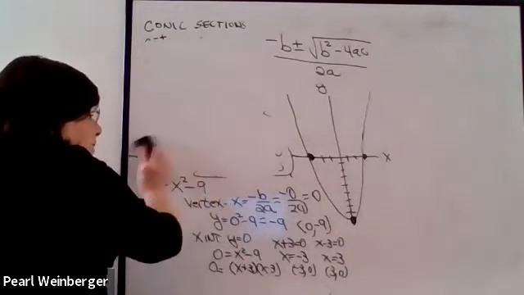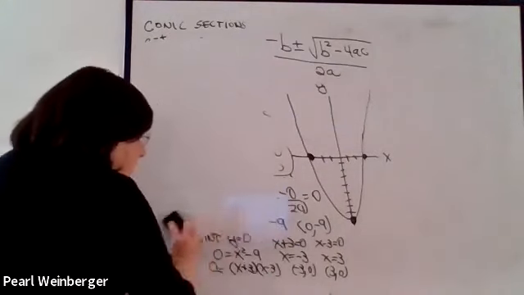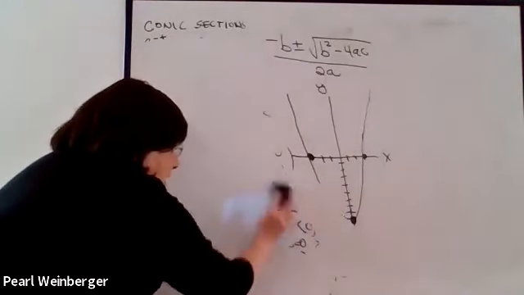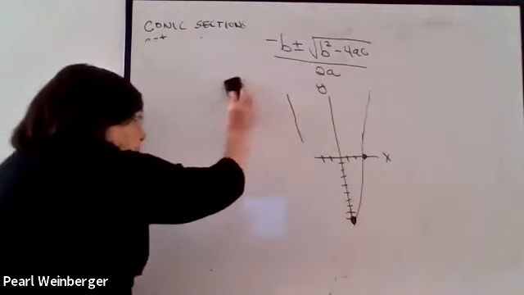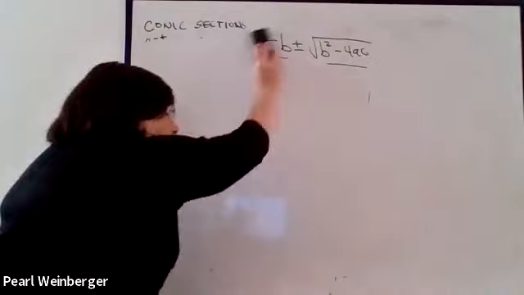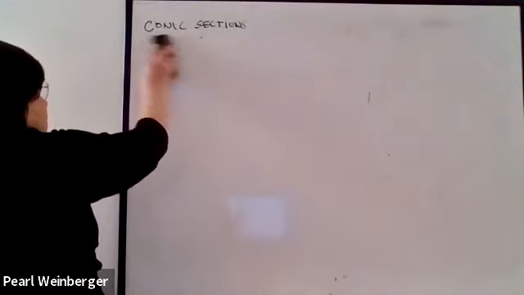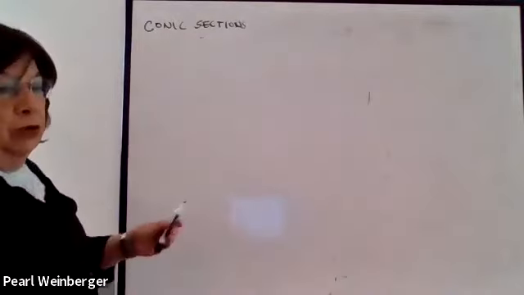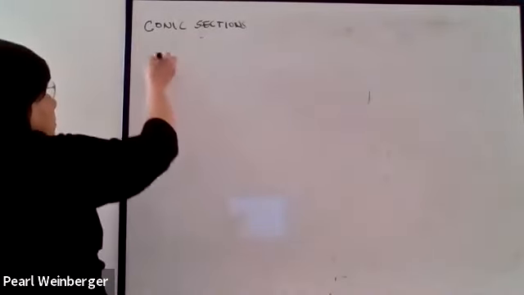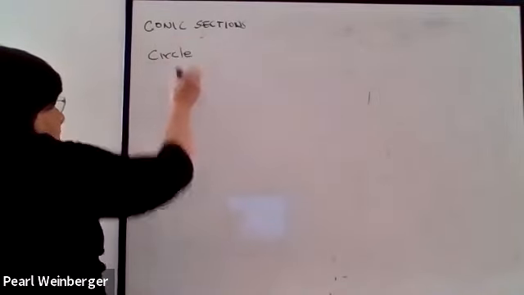The next type of shape that we can get when we have a quadratic equation is something called a circle. So this is our next conic section. We already talked about the parabola. Now we're going to talk about the circle. Everybody knows what a circle looks like.